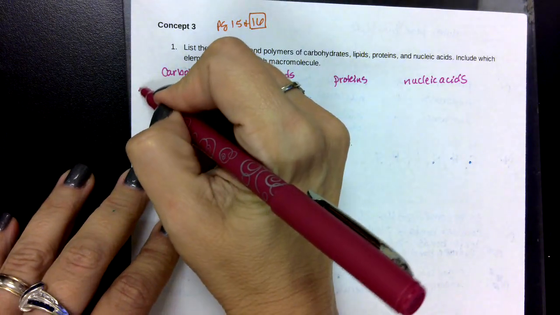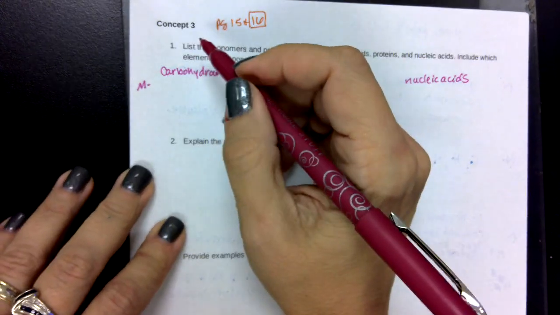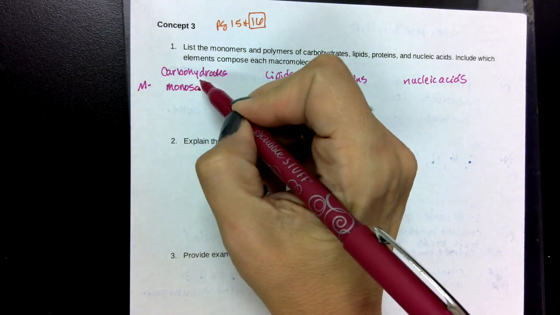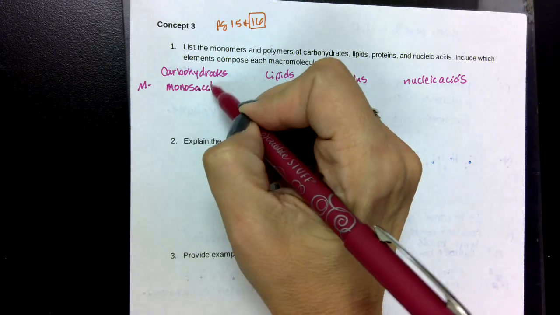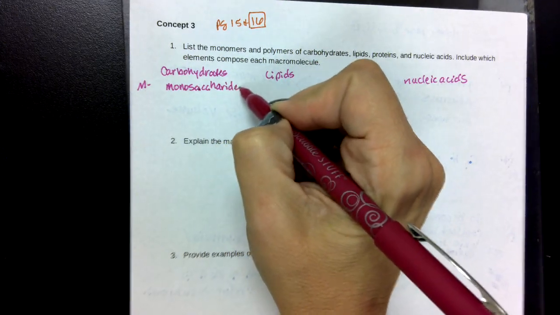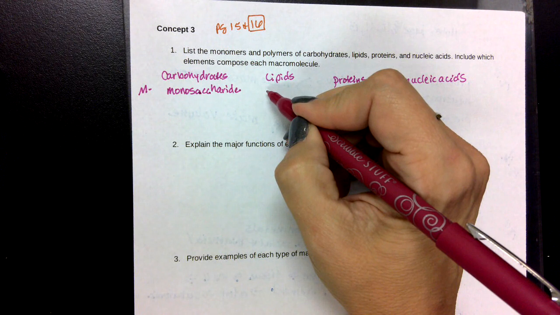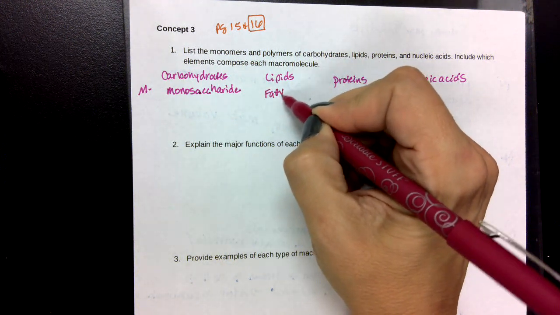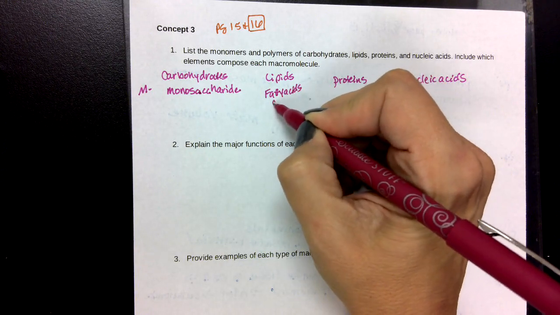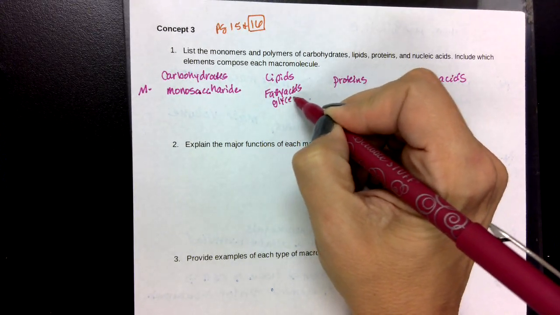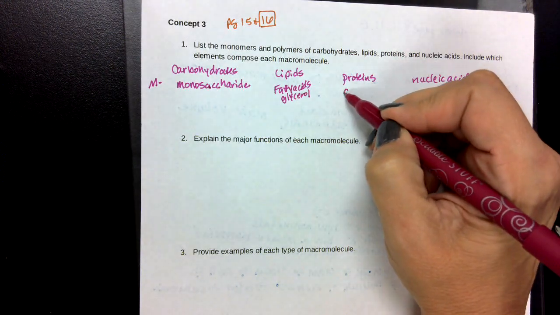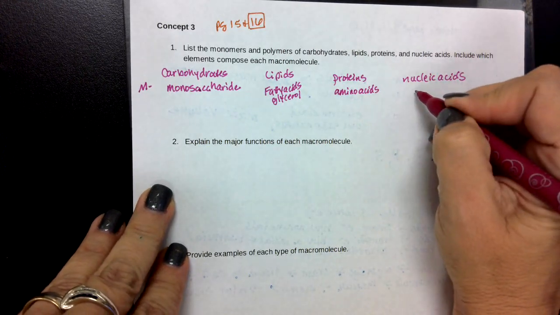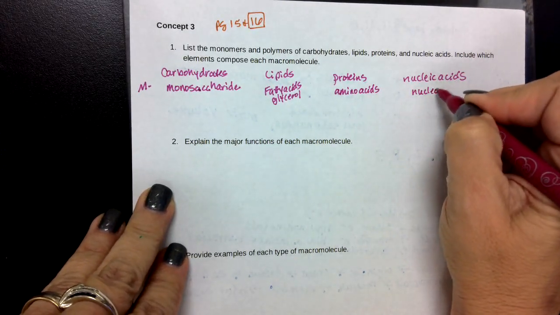All right, so I'm going to put an M for monomer. And so this is going to be your monosaccharide. Lipids, we're going to say fatty acids and glycerol. Proteins is amino acids. And nucleic acid is nucleotides.